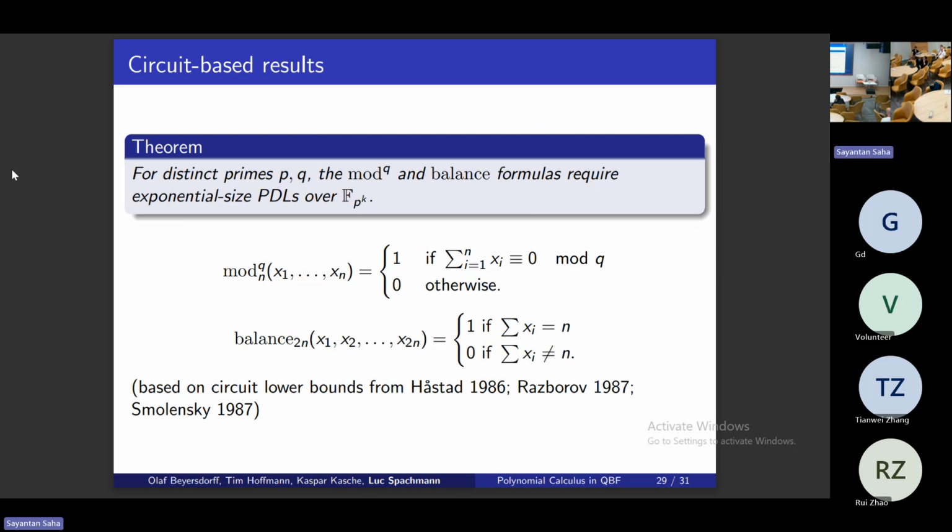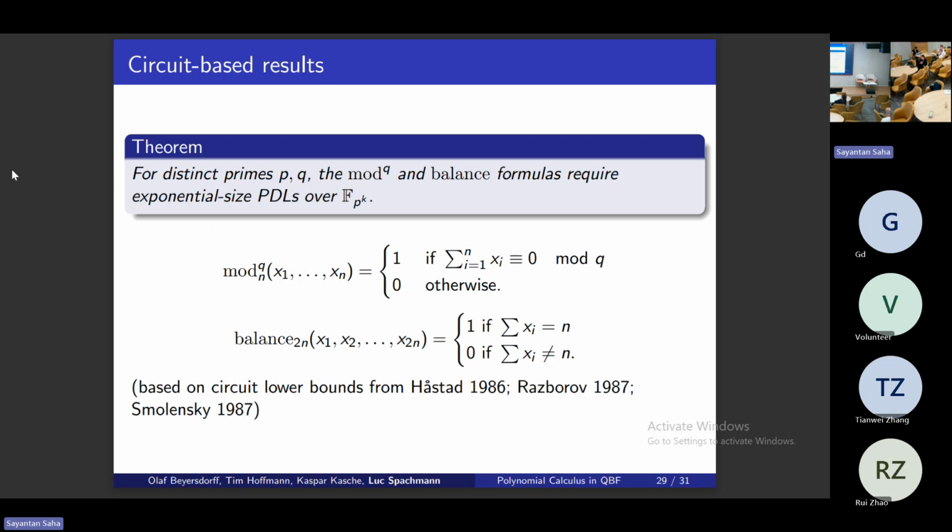Now we have the mod formulas again. If P and Q are distinct primes, then mod Qn is also difficult. It requires large circuits. That's an old circuit result. If they are the same, we have already said it's not the case.